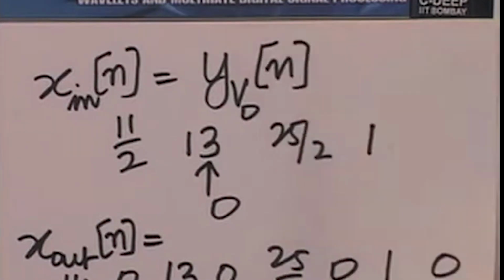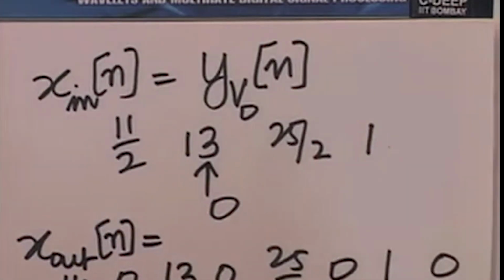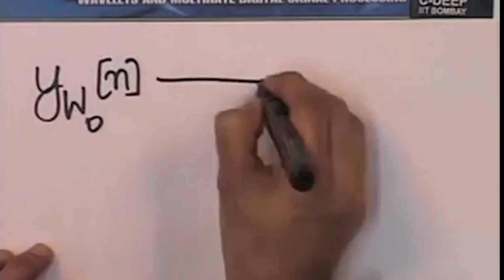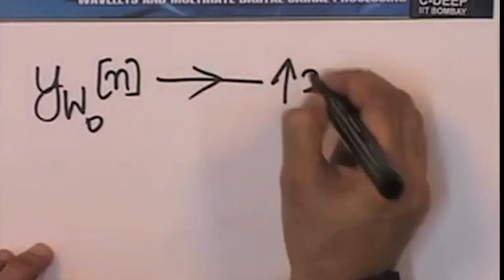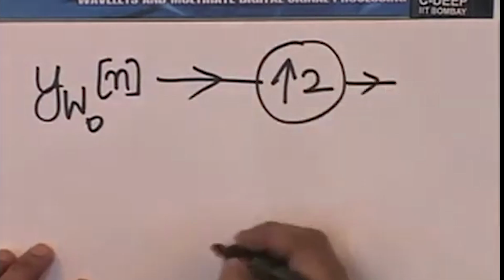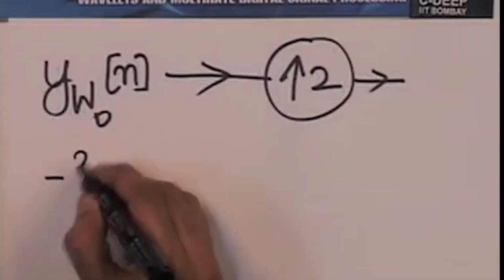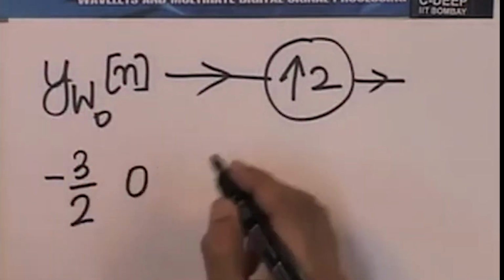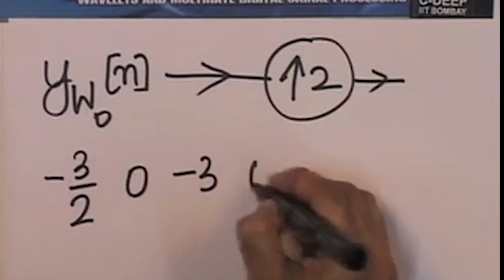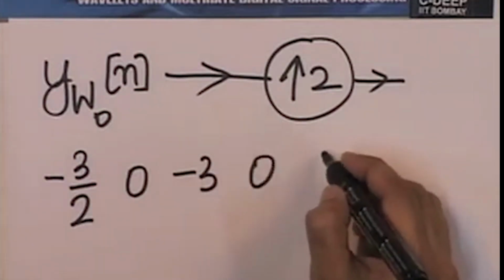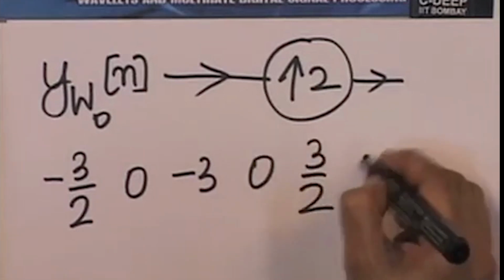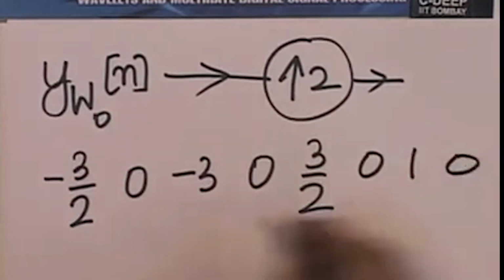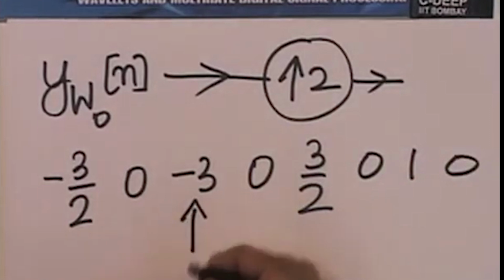Similarly, we can construct yw0(n) upsampled by a factor of 2. Let us write that down explicitly. So, if we take yw0(n) and upsample it by 2 in the way we have done for yv0, we get the following: minus 3 by 2, 0, minus 3, 0, 3 by 2, 0 and 1, 0. And 3 of course is located at 0.